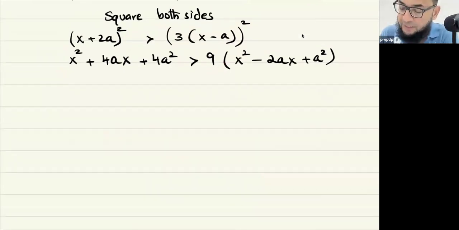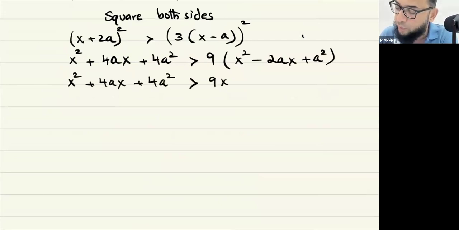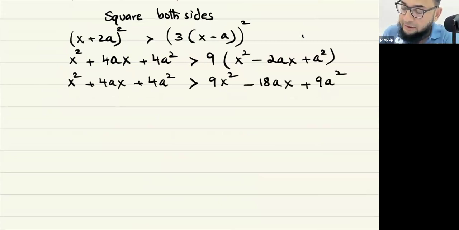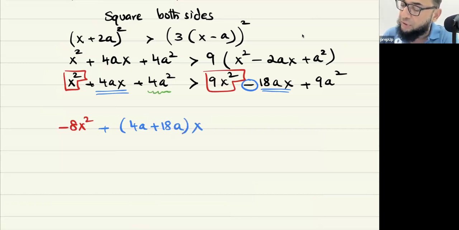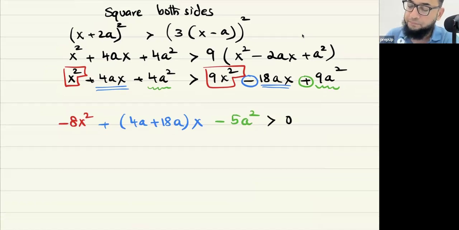So now let's simplify. This is x squared, this is 4ax plus 4a squared is greater than 9x squared minus 18ax, and this is 9a squared. So this is x squared, this is 9x squared, that is negative 8x squared. Then we have 4ax, this is negative, going to the other side becomes positive. So therefore this becomes 4a plus 18a, that is the coefficient of x. And then we have 4a squared, this is 9a squared, this plus taken to the other side, that is negative 5a squared, and this is greater than 0.